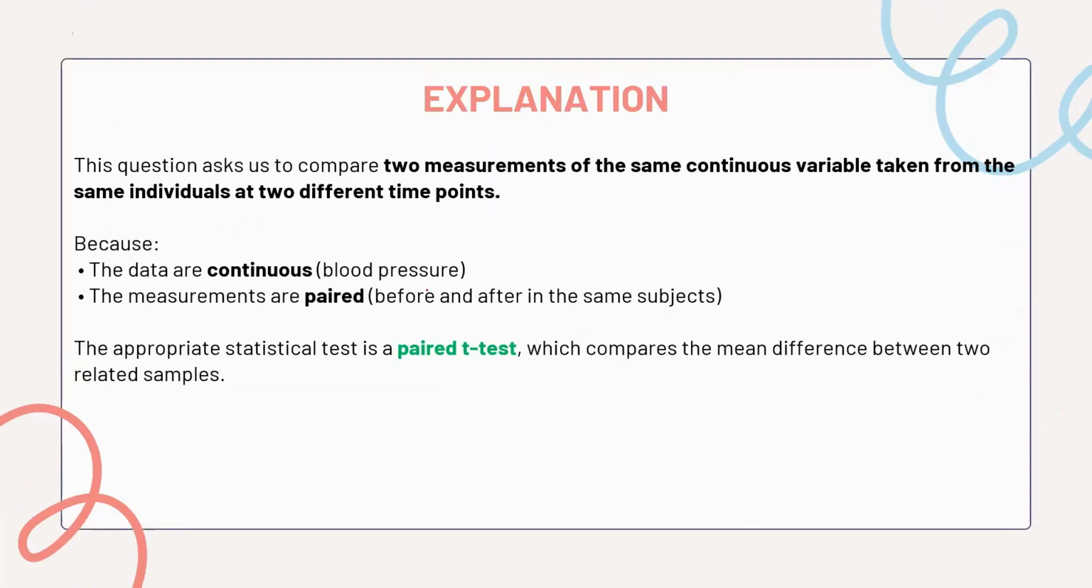So the explanation, as we said: when we have two measurements for the same continuous variable, in this case the blood pressure, that is measured at two different time points, before and after, it's called paired. So we're measuring paired measurements for one group that is continuous. We are talking about a paired t-test for the analysis of the results.